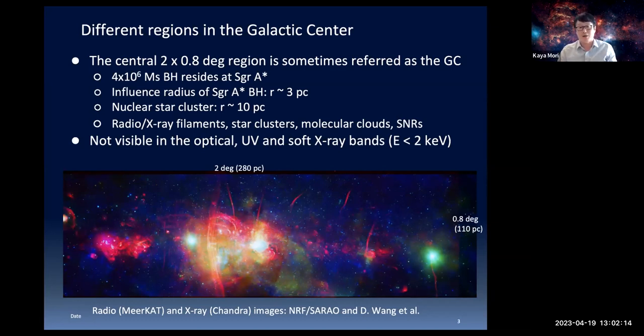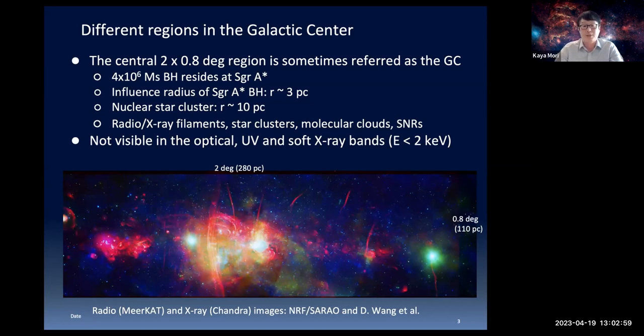First of all, you have the supermassive black hole at the center, and within about 3 parsecs, its immense gravity can influence the stars, their motions, and binary formations. It's called the influence radius, around 3 parsecs, basically GM over sigma squared, where sigma is the velocity dispersion. You can see in different wavelengths filaments in the radio and X-rays, star clusters, clouds, SNRs and PWNe. If you look at the central 10 parsecs, there's a big cluster of stars called the nuclear star cluster, NSC.